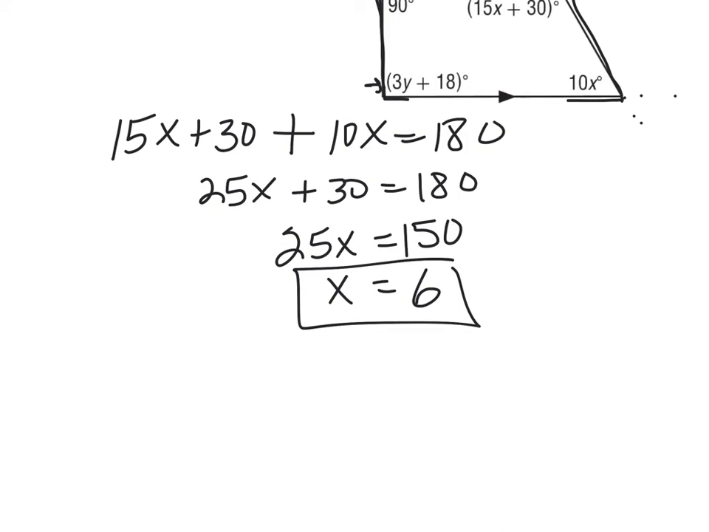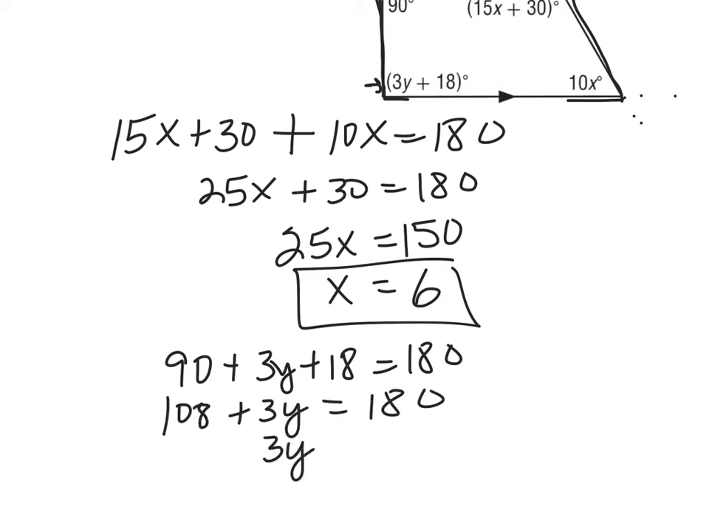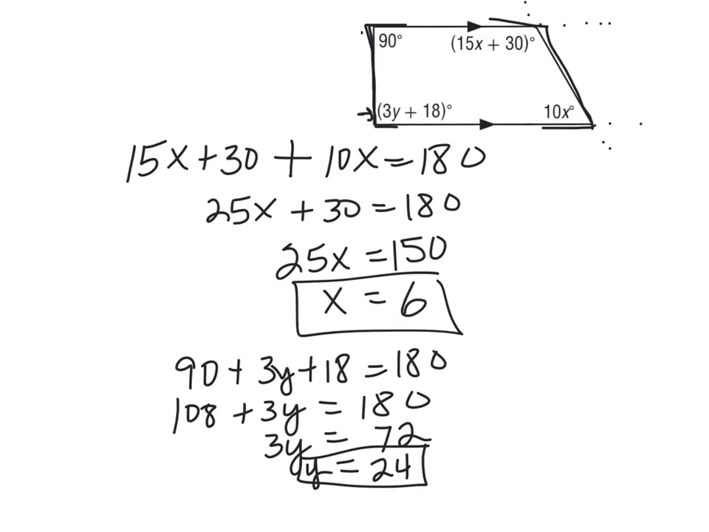So I have 90 plus 3y plus 18 equals 180. And then I subtract, or let's make this 108. Subtract 108, 72, divided by 3. Anybody got that? 24. All right. Okay. Any questions?